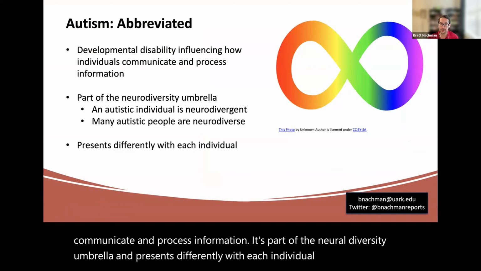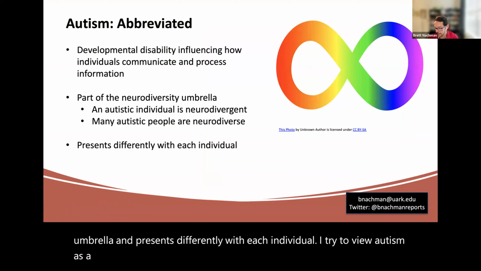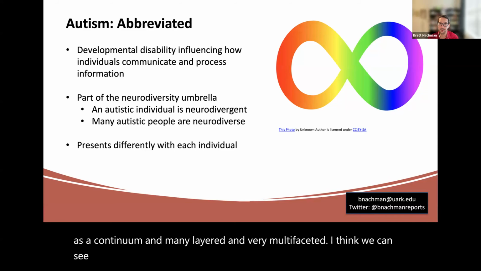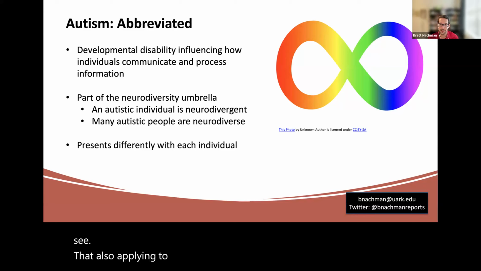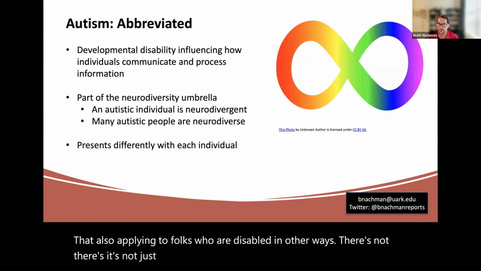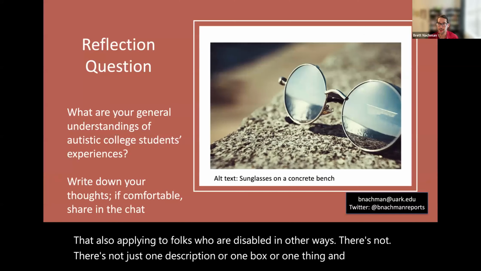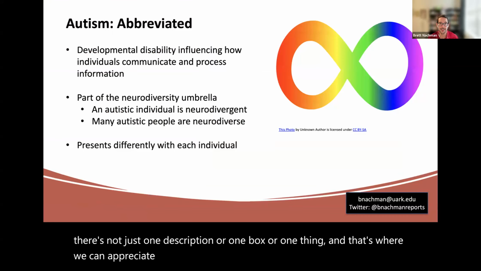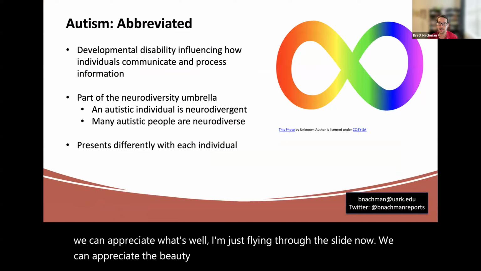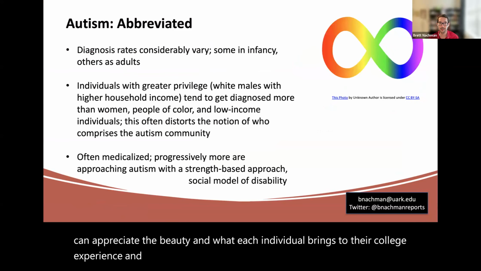I try to view autism as a continuum, many layered and very multifaceted. I think we can see that also applying to folks who are disabled in other ways. It's not just one description or one box or one thing. And that's where we can appreciate, whoa, I'm just flying through the slides now. We can appreciate the beauty and what each individual brings to their college experience and to life more generally.